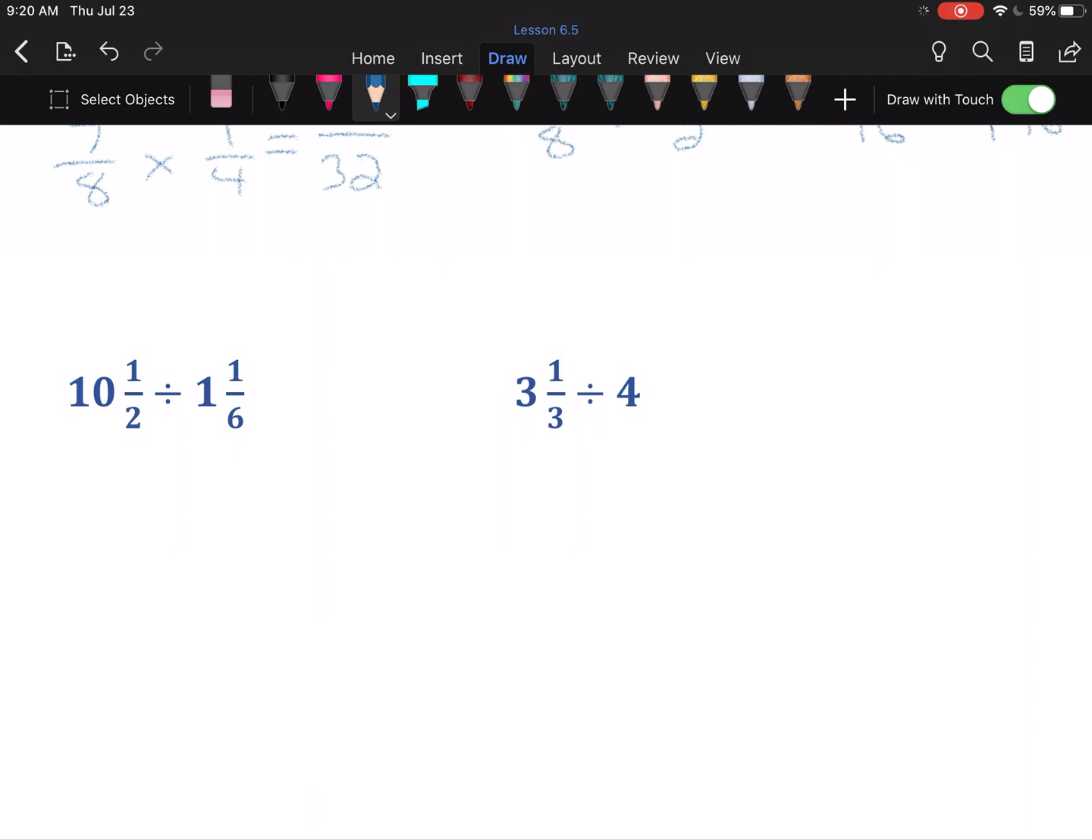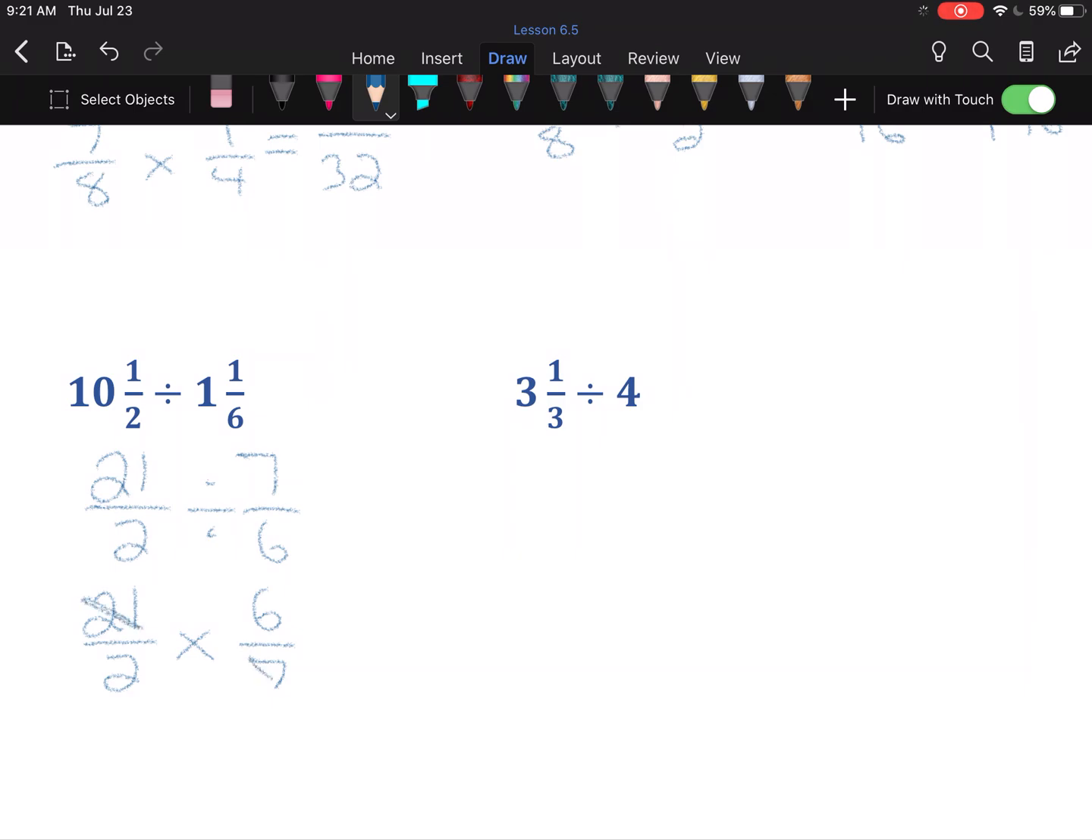Now, mixed numbers. Just like with multiplication, since I'm going to wind up doing multiplication, I can't have them. So before I can KFC, I need to change any mixed numbers to their improper form. So 2 times 10 is 20, plus 1 is 21 halves. Remember, we're not KFCing, we're just changing forms. 6 times 1 is 6, plus 1 is 7. Now we can KFC. Keep, flip, change.